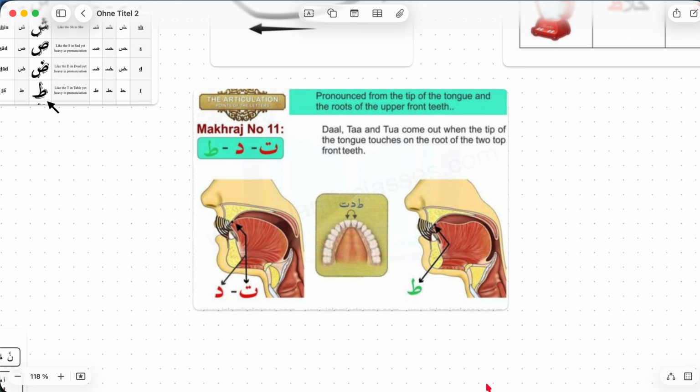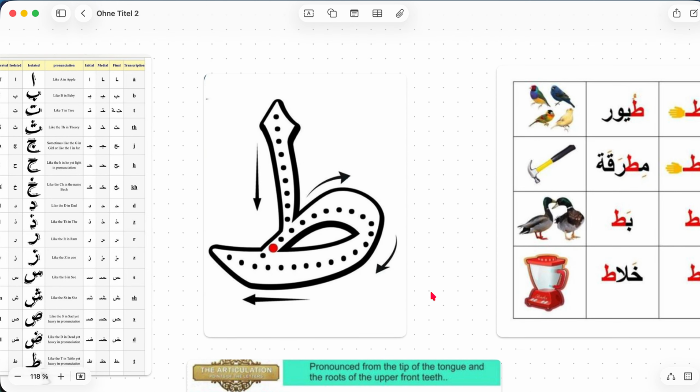Welcome to this lesson on the Arabic letter Ta. Today we will learn about the letter Ta. This is the shape of the letter Ta. The letter Ta is written starting with this point here, the red point.